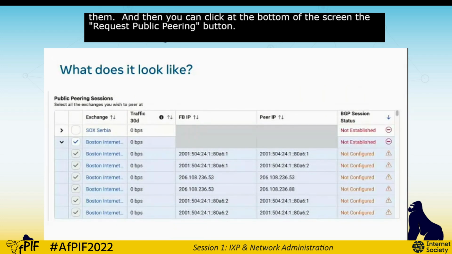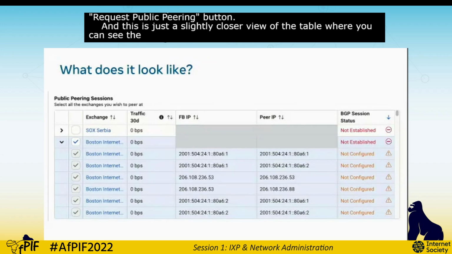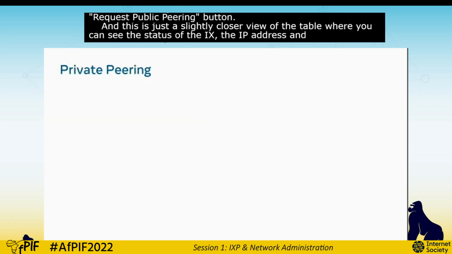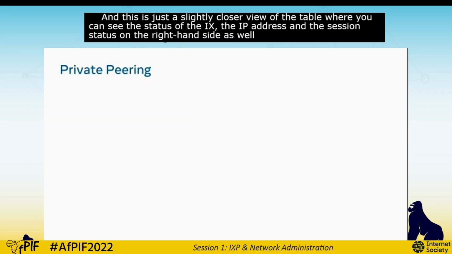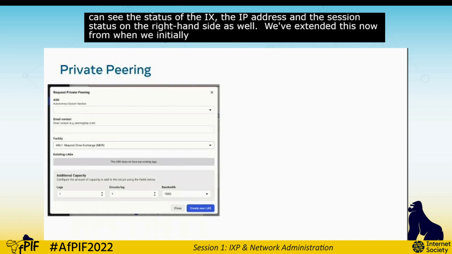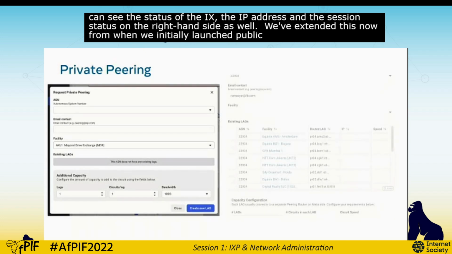And that's just a slightly closer view of the table where you can see the status of the IX, the IP addresses, and the session status on the right-hand side as well. We've extended this now from when we initially launched public peering. We're now also supporting private peering.